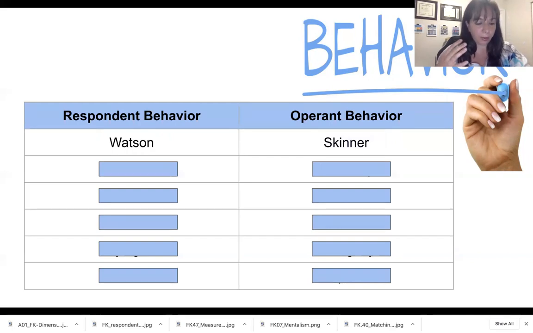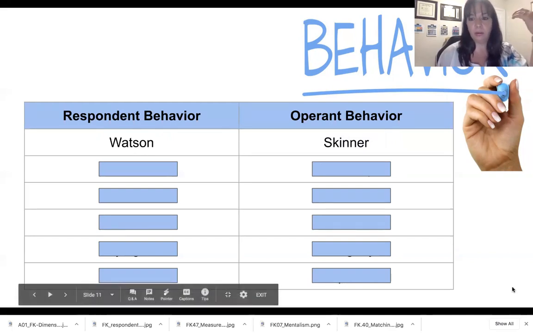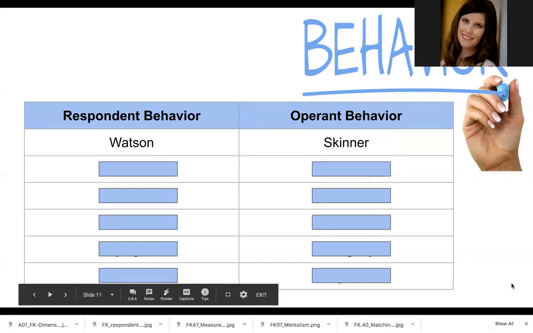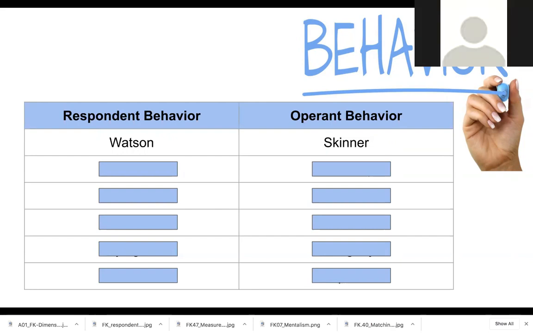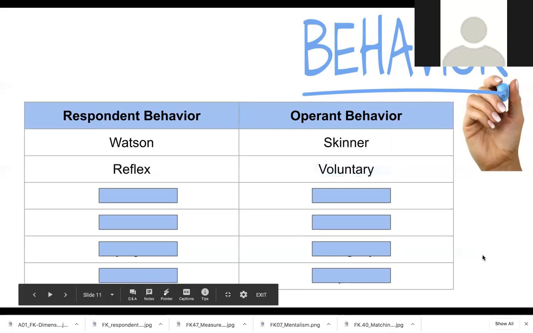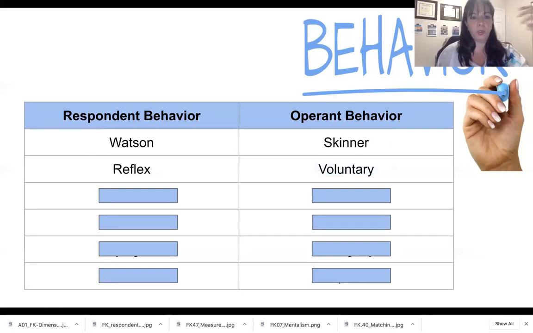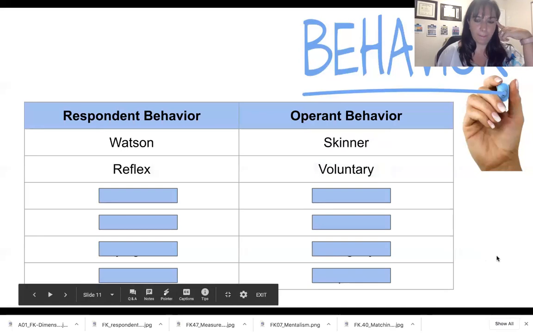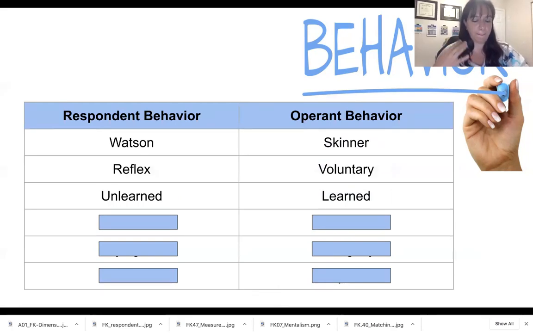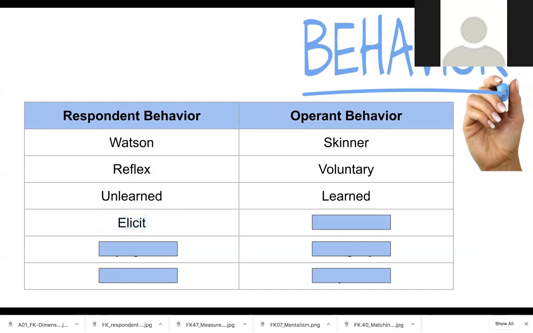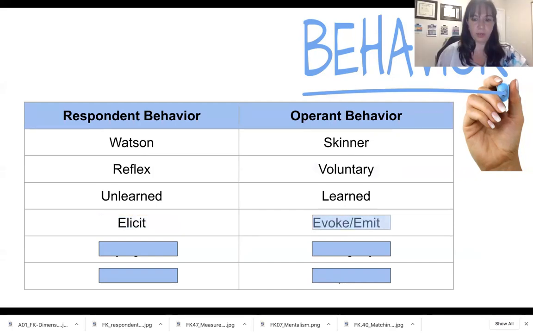For respondent and operant, which one is a reflex and which one is voluntary? Respondent is reflexive. Okay, I heard that. And who wants to tell me for operant? What's operant? Voluntary. Good. All right, next we're going to go to learned and unlearned. Which one's respondent? Unlearned. And operant is? Learned. Good. All right, next, elicit and evoke. Which one is respondent? Elicit. Good. And operant is? Evoked.